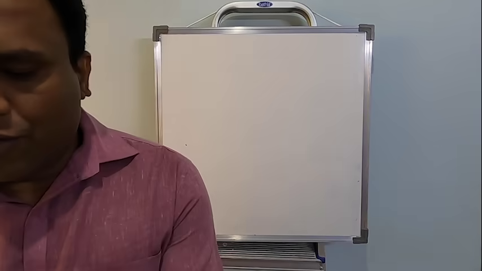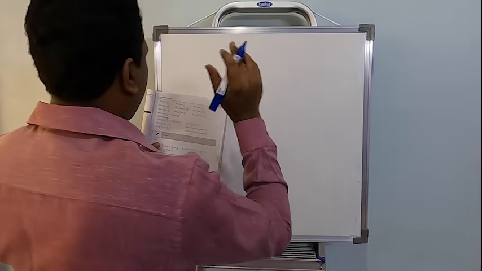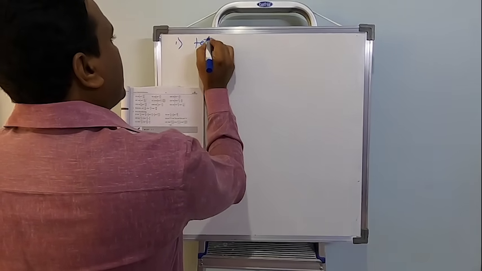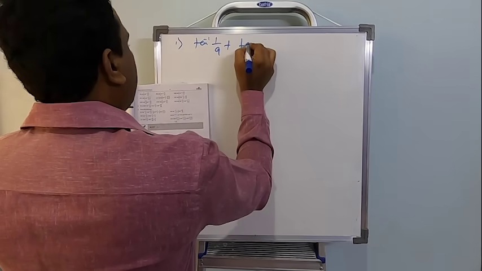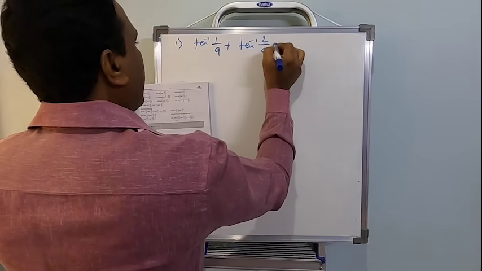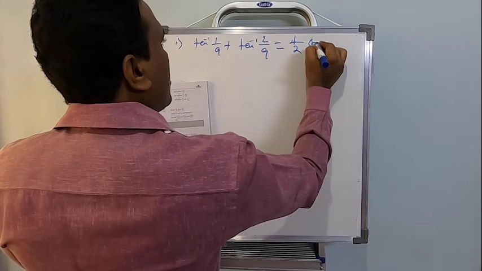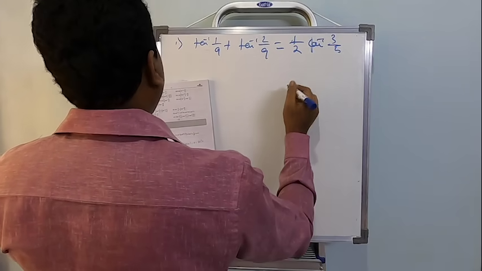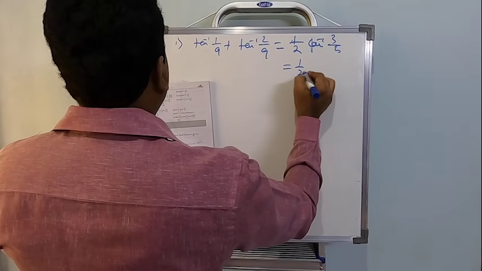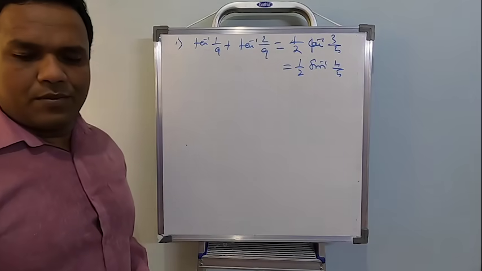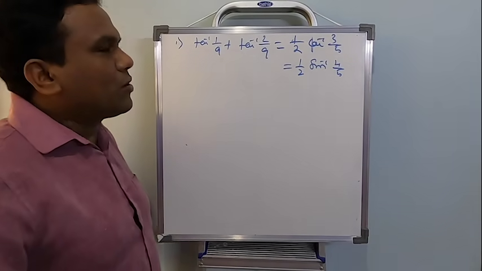Problem number 4. In problem number 4, there are 6 problems. The first one, all prove that problems only. Tan inverse of 1 by 9 plus tan inverse of 2 by 9 is equal to 1 by 2 multiplied by cos inverse 3 by 5, and that is equal to 1 by 2 multiplied by sin inverse 4 by 5. And that is required for us. Let us see how to solve it.